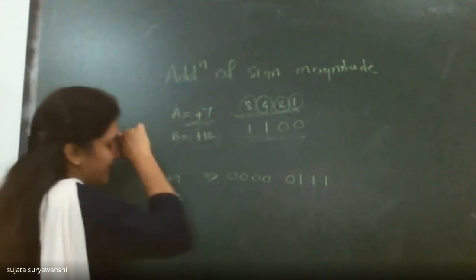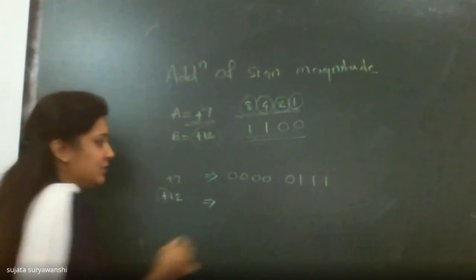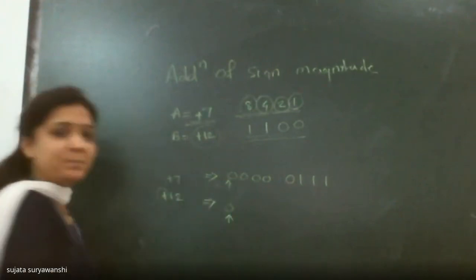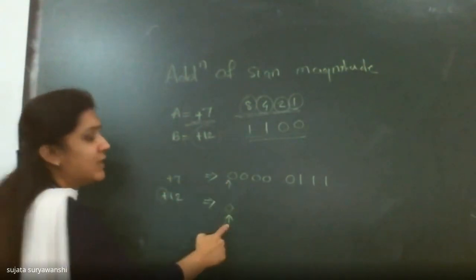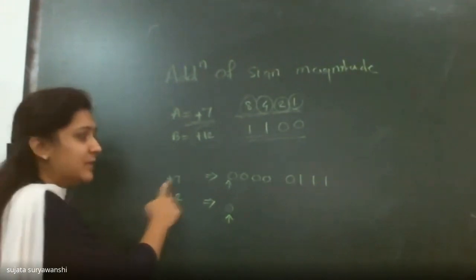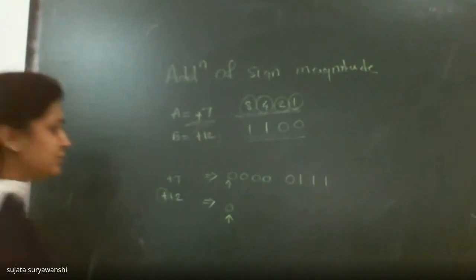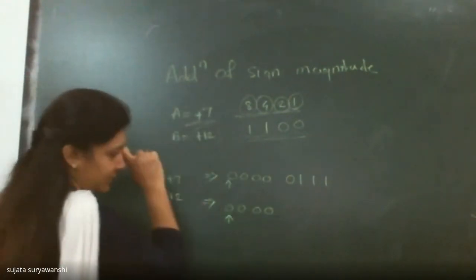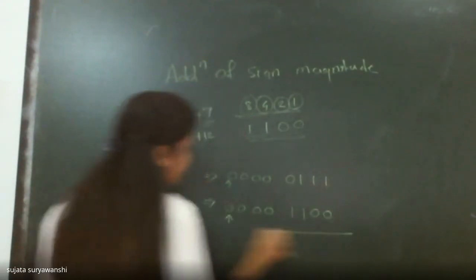12 is this, but here we want to represent it in sign magnitude, and the sign is plus. So again the MSB bit is used to represent the sign. As the sign is plus, we need to write 0 here, and if the sign is minus, meaning a negative number, then instead of this 0 we need to write 1 here. Understood? So here 0 0 0 0 and after that 1 1 0 0 like this.